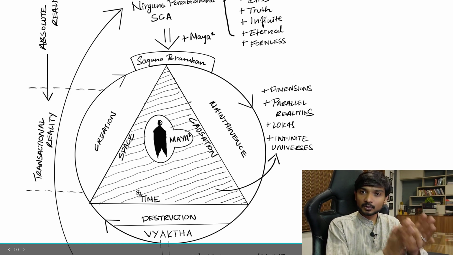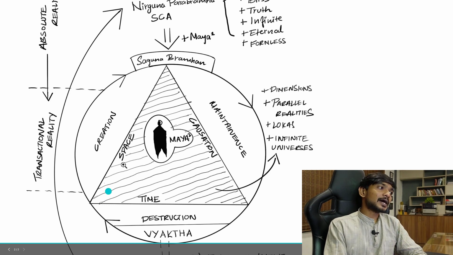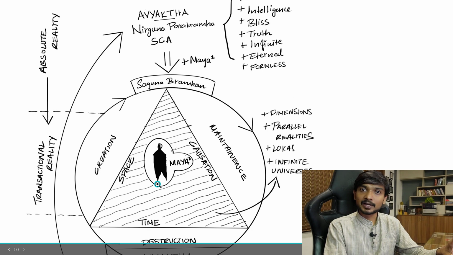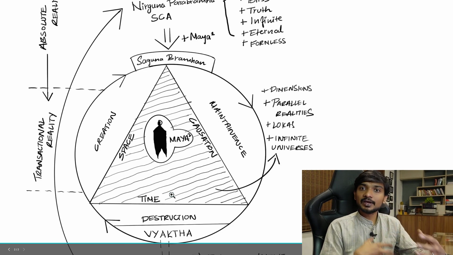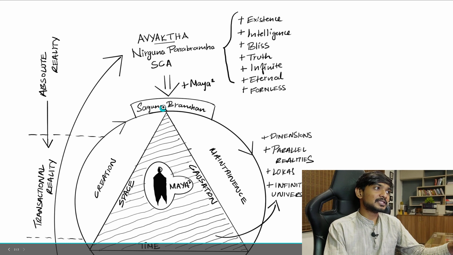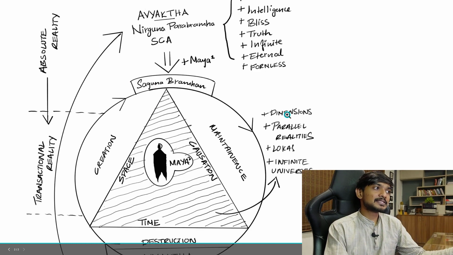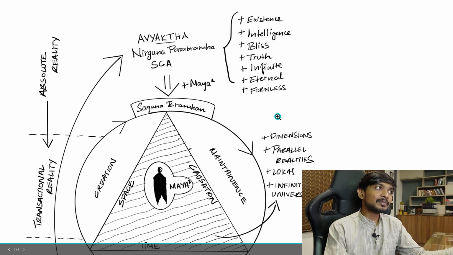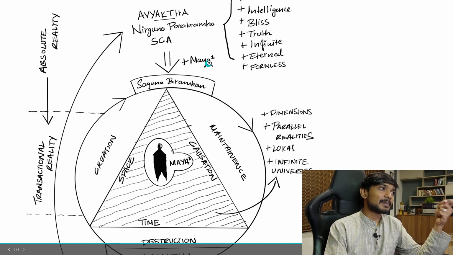First, let's understand the projection aspect of Maya. Time, space and causation together form the projection aspect of Maya. Time as a concept that we are experiencing right now is because of Maya. And Maya projects this physical universe from consciousness. Understand this diagram in this way. So everything that you can see on this slide is consciousness and consciousness alone. But from that consciousness, something called Maya appears.